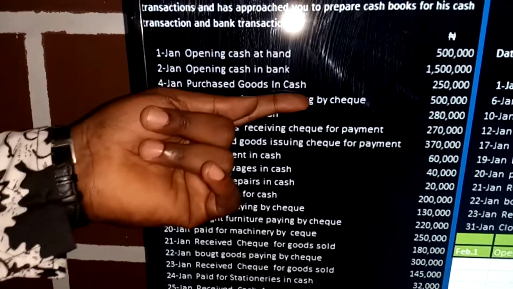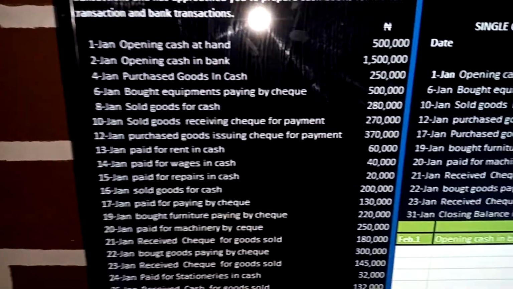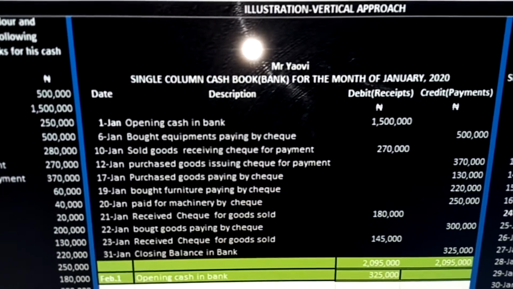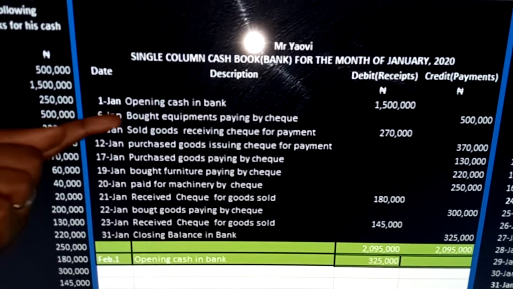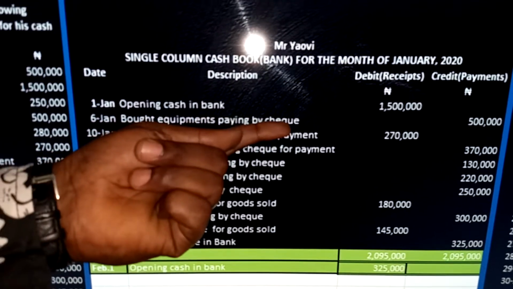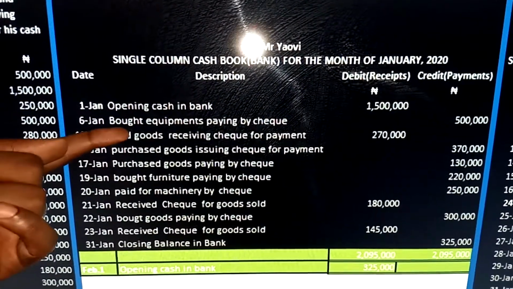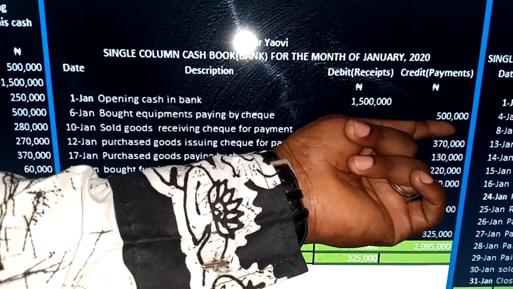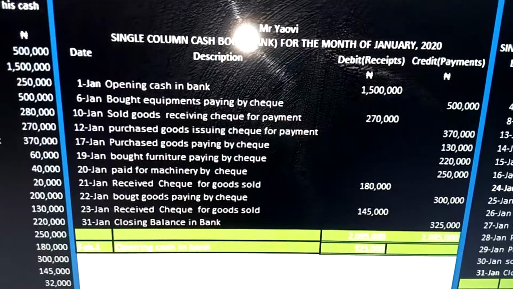The next transaction, 6th of January, bought equipment, paying by check. When we pay by check, it has to go through the bank. So it is related to the single column cash book for bank. And it is a payment. So we say 6th of January, bought equipment paying by check. It will go to the payment side, which is 500,000. We are recording it under the single column cash book bank because it is a bank transaction.